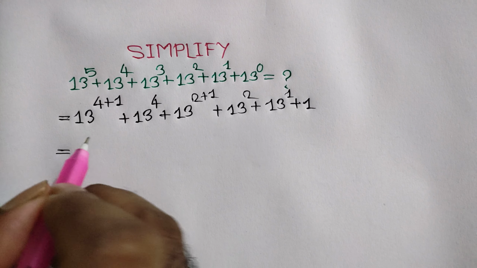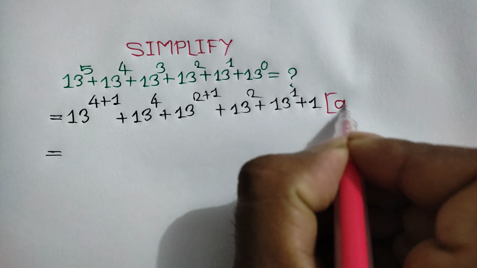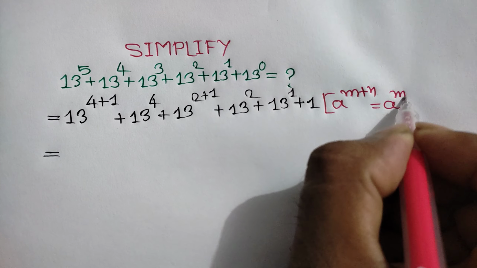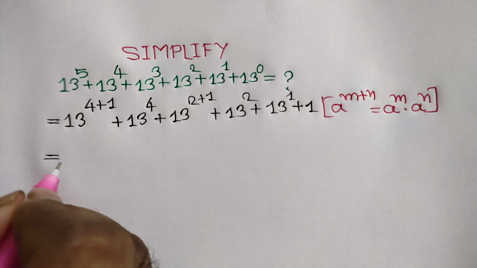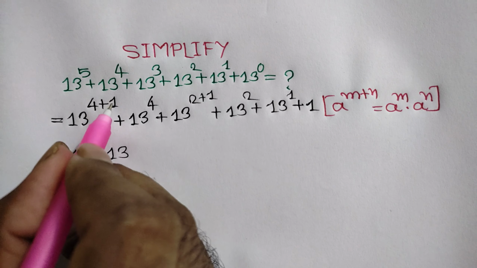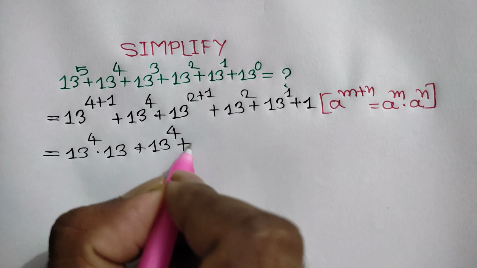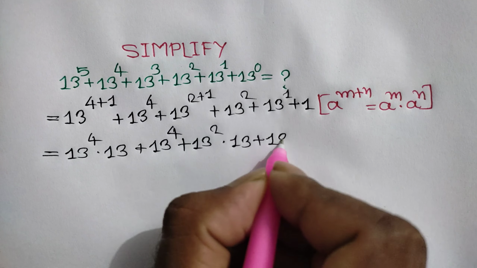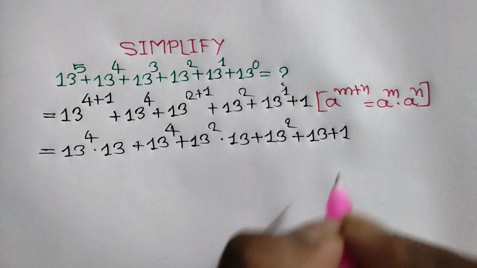Here we can use an algebraic formula, a to the power m plus n is equal to a to the power m times a to the power n. Now apply this formula. Here we can write 13 to the power 4 times 13 to the power 1, that means 13, plus 13 to the power 4 plus, similarly here we can write 13 square times 13 plus 13 square plus 13 to the power 1, that means 13 plus 1.